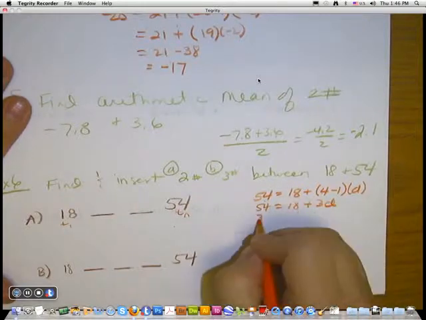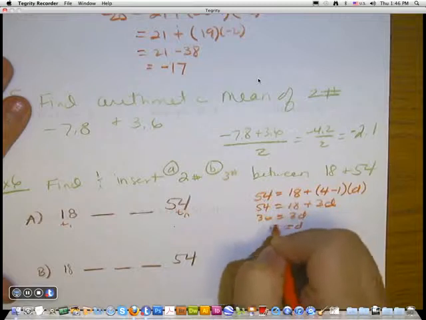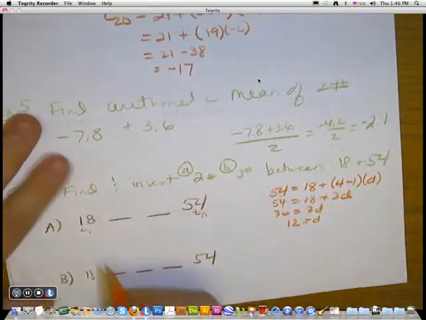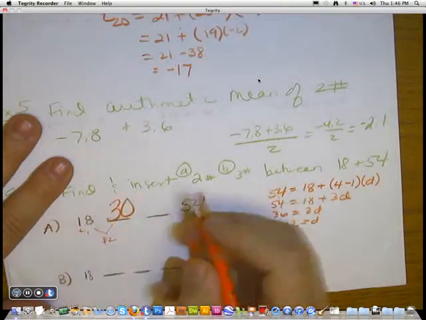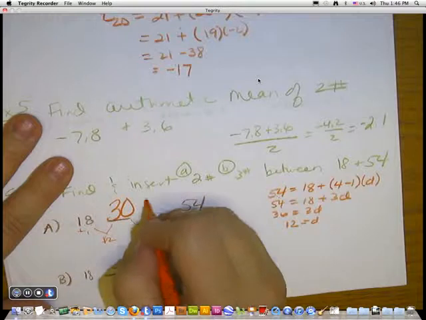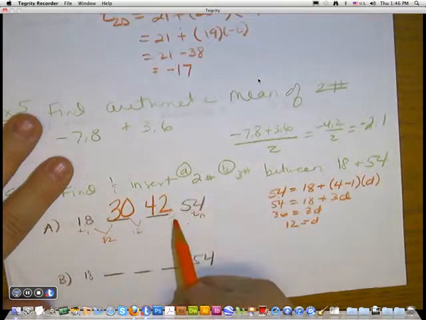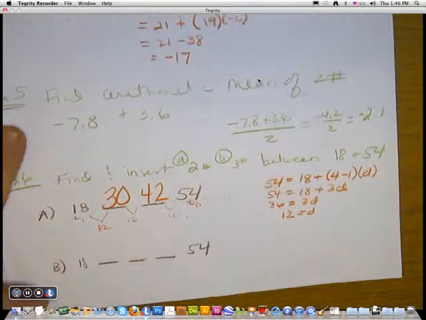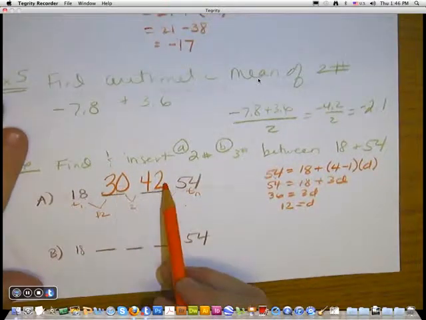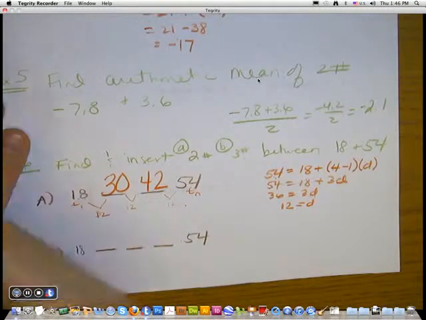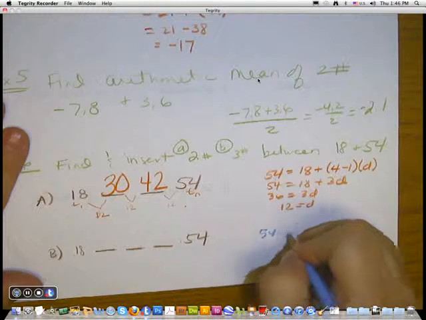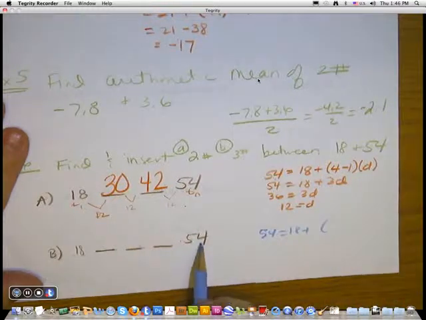Subtract the 18, we get 36 is 3d. We get d is 12. We know the difference is 12. So add 12, we get 30. Add 12, we get 42. And if I add 12, I better get the last number. Now that is if I was putting in 2 numbers. Well, obviously it's not going to stay the same difference if I am going to be putting 3 numbers in between. So I have to do it again, but this time 54 is not the 4th term.